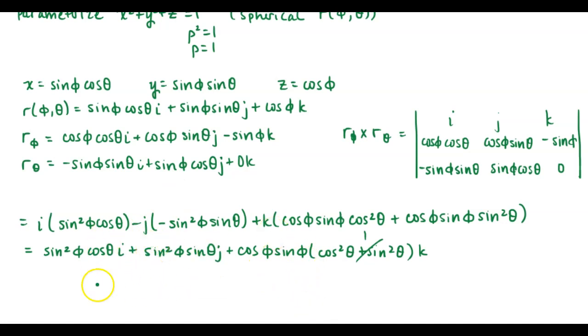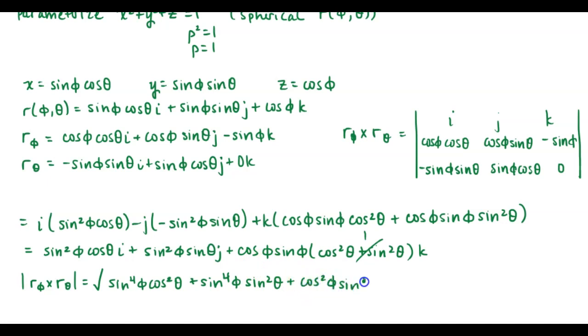And so now let's take the magnitude. So the magnitude of this cross product we just found is just going to be the square root, and I'm squaring all of these terms. So I've got the sine of phi to the 4th power cosine squared plus the sine of phi to the 4th power sine squared plus cosine of phi squared sine of phi squared.